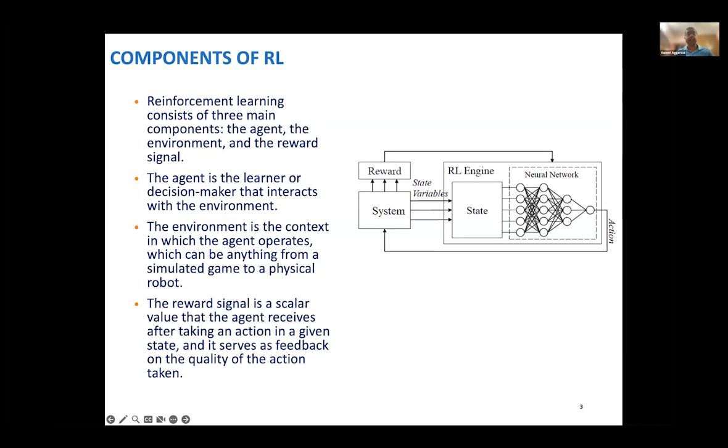The agent in reinforcement learning is the decision maker, which interacts with the system. The environment is the context in which the agent operates, which can be any form of simulated game or a physical robot. The reward signal is a value that you get based on taking a certain action in a given state. This is the feedback that you obtain based on how good the action that is performed is.